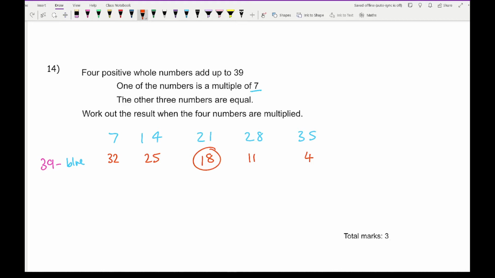So then your 4 numbers are therefore going to be 21, and then 18 divided by 3, which is 6. So there are our 4 numbers. And it says also work out the result of when the 4 numbers are multiplied together. So what we just need to do is multiply each of those 4 numbers. So 21 times 6 times 6 times 6 gives me an answer of 4536.